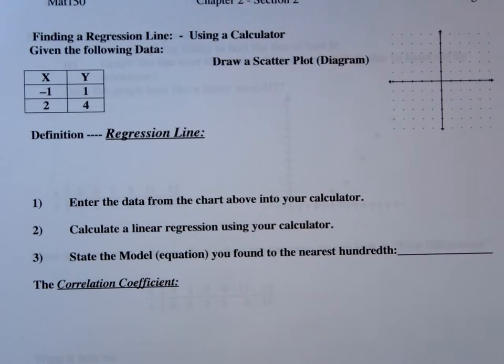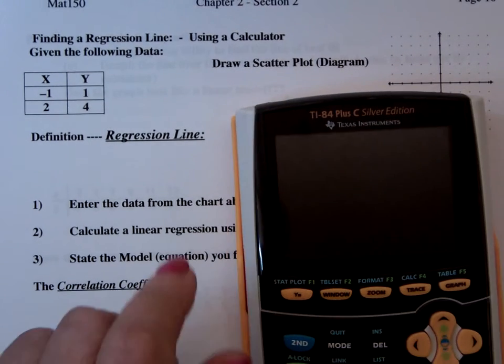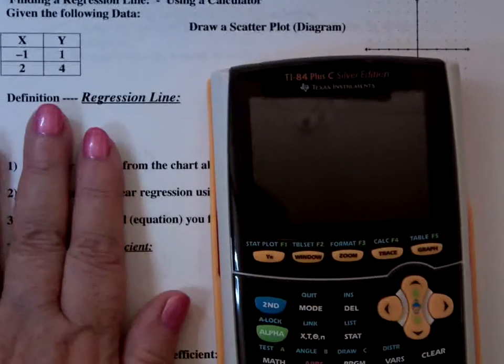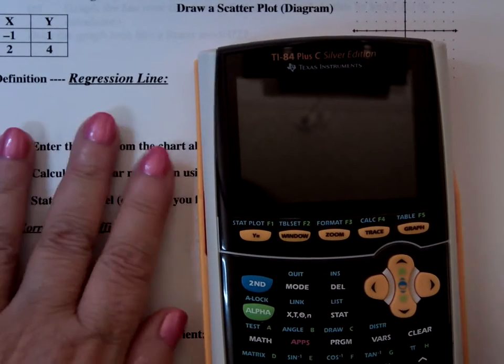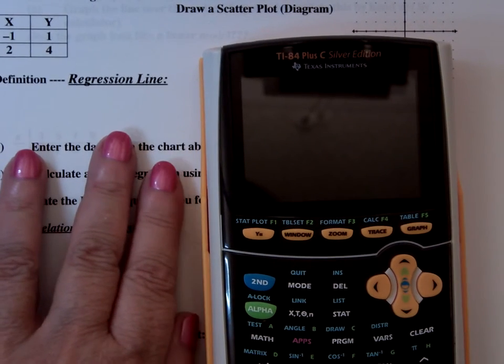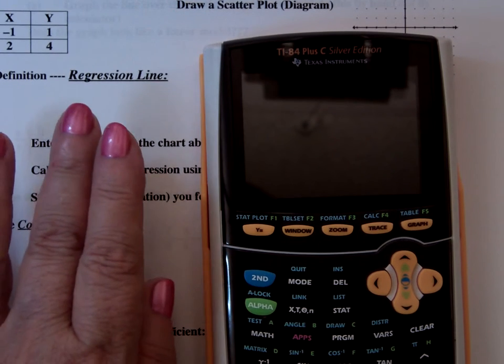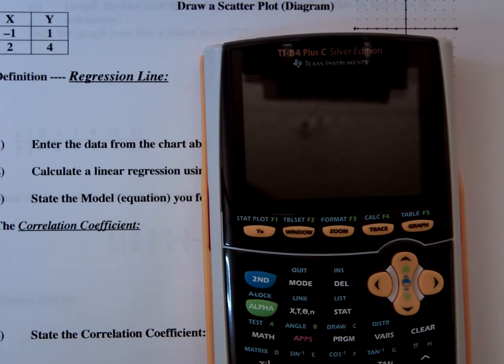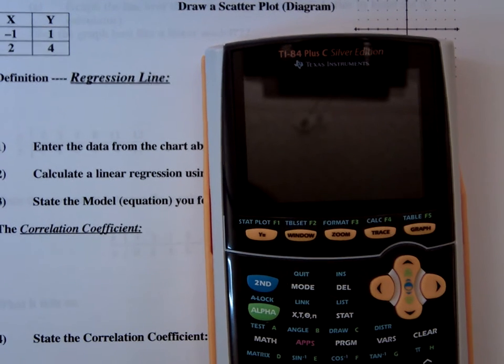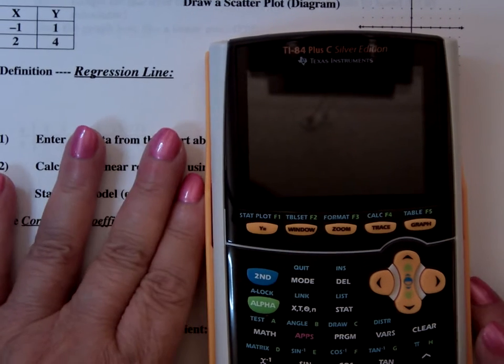Everybody have their calculators out. And I don't know why the calculator does this. By the way, there are tons of YouTube videos out there. All you have to do is type in finding a linear regression on whatever calculator you have, and there will be tons and tons of videos out there. So that will show you also how to do that.